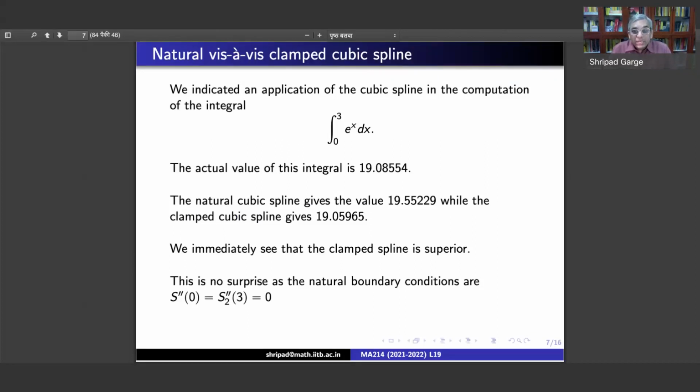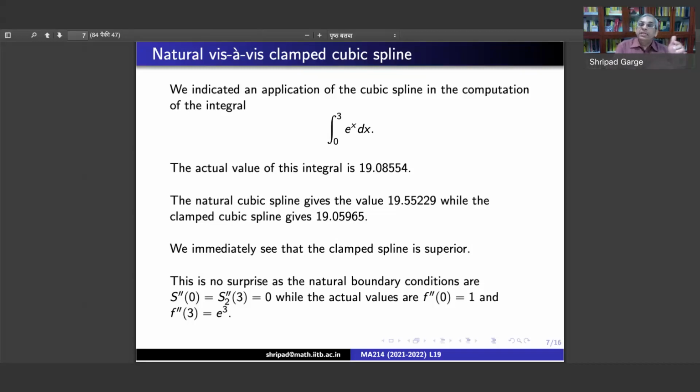The natural boundary conditions are only giving you that s0 double prime at 0 and s2 double prime at 3 are both 0. That is your natural boundary conditions, while the actual values are 1 and e cube. So clearly, because you are not taking the correct values, the natural cubic spline, while it's not off by a very large margin, still it's not giving you better values, and therefore cubic splines which are given by the clamped boundary conditions are typically more useful.